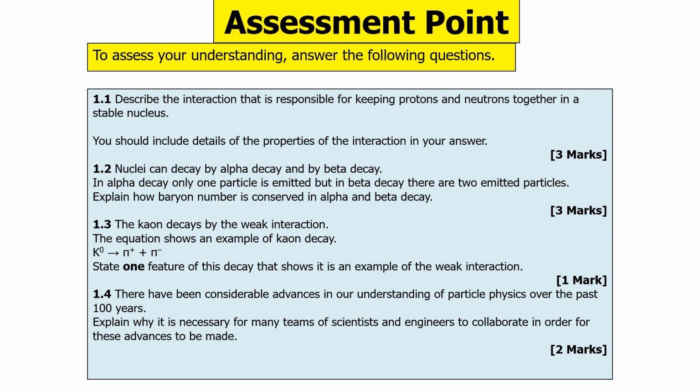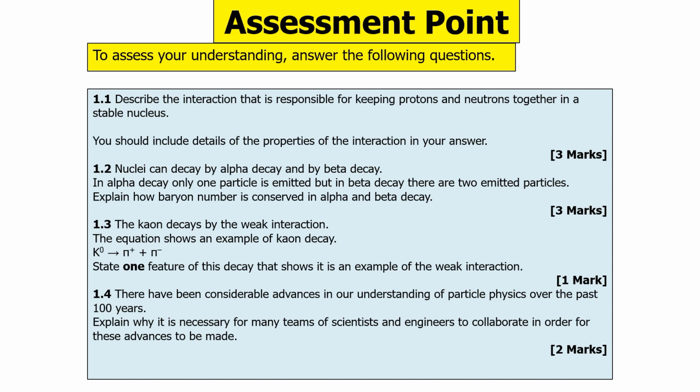The next question says, describe the interaction that is responsible for keeping protons and neutrons together in a stable nucleus. You should include the details of the properties of the interaction in your answer. Nuclei can decay by alpha decay and beta decay. In alpha decay, only one particle is emitted, but in beta decay, there are two emitted particles. Explain how baryon number is conserved in alpha and beta decay.